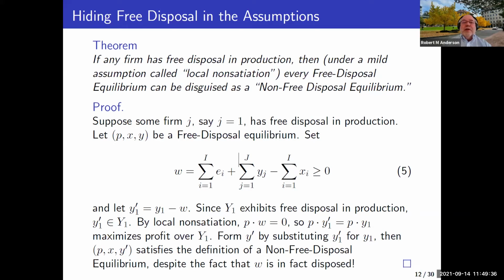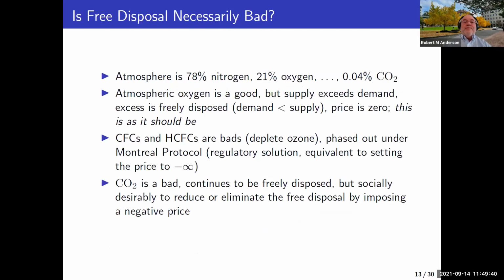So we really can't allow free disposal in production as an assumption. On the other hand, we don't necessarily want to prohibit all free disposal. So we're going to choose to allow some free disposal and control others.